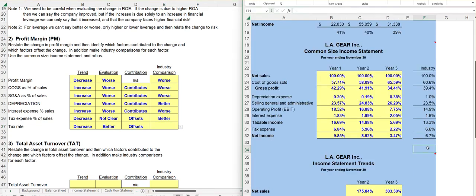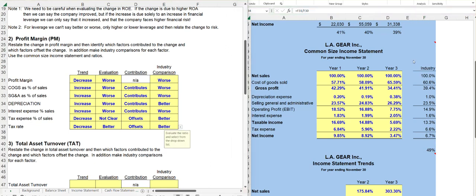We can come over to our common size income statement and take the tax expense on a percentage basis divided by our taxable income on a percentage basis, and we see on average the industry is spending 49 cents. So we are better than the industry average. After we've put together our template or done our analysis, we can finish writing up our written ROE decomposition.